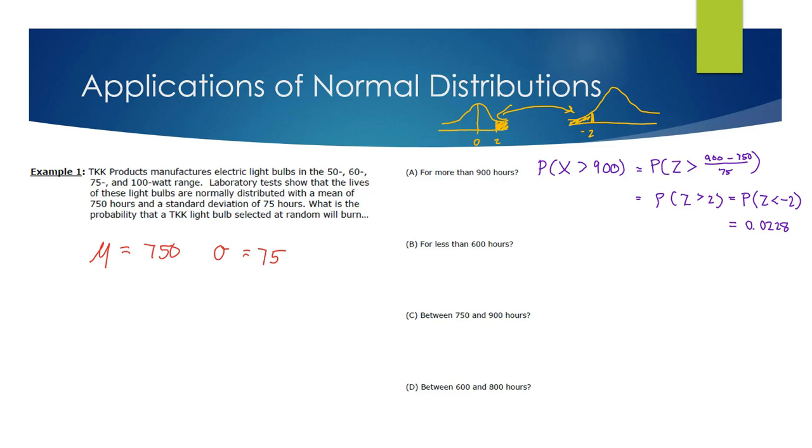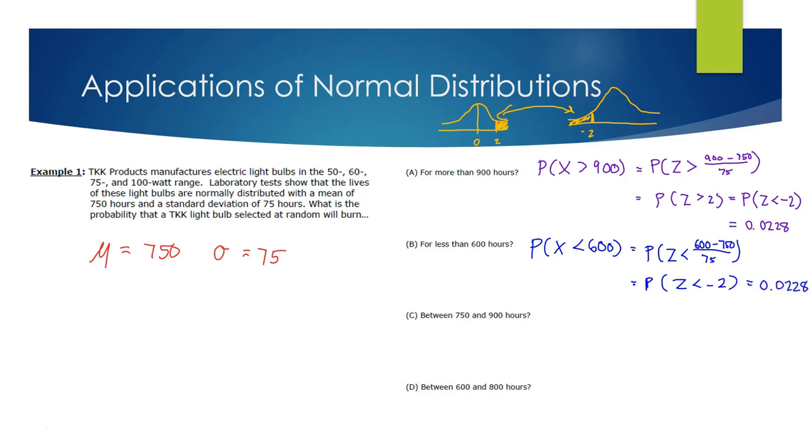For lasting less than 600 hours, well, again, I'm looking for this. So I'm going to convert it to a z-score, which means I get the probability of z is less than -2, which is kind of ironic because I already calculated that, so I expect it to be 0.0228 as well.